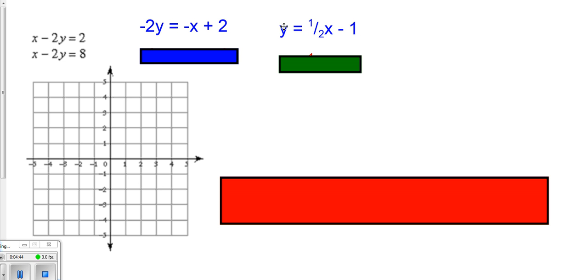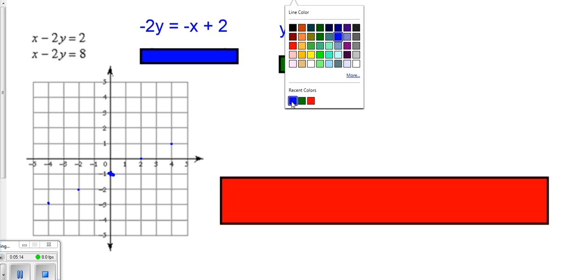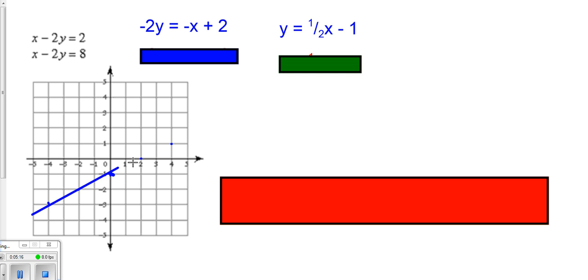Now why did we change it like this? Well, again, now it's in the y equals mx plus b form. We have y alone, m, or the slope, times x, plus our y-intercept right here. So this is going to be our first equation, our blue one. We start at negative 1. We go up 1 over 2, up 1 over 2. Same thing the other direction, down 1 over 2, down 1 over 2. So when we try to connect that with a line, it's going to look something like this.